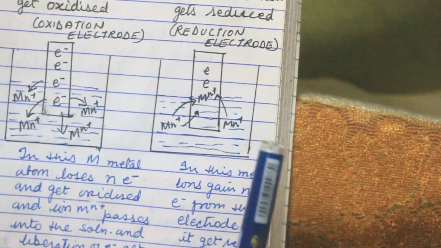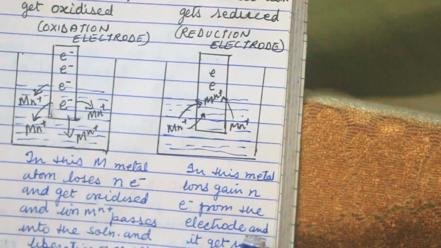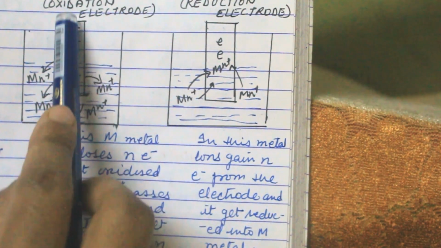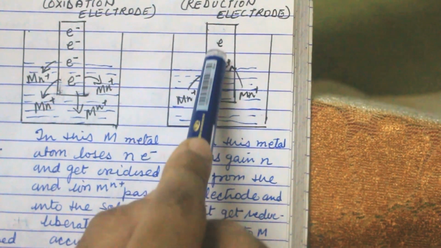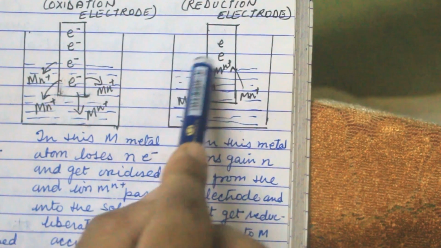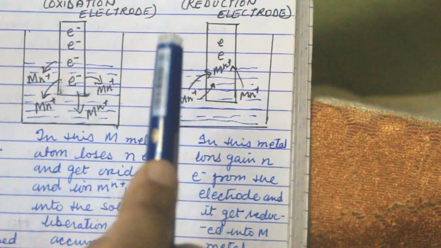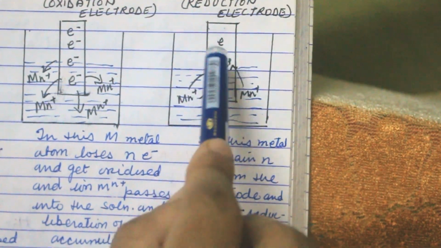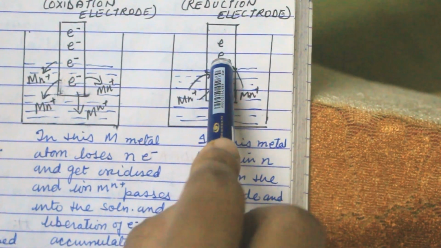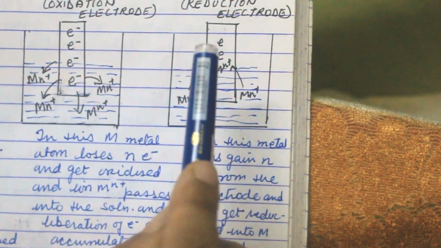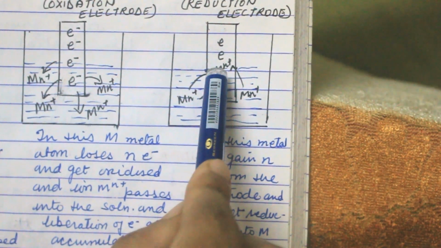Now the third one is, in this, a metal ion gains an electron from the electrode. When the electrode becomes negative, it attracts metal ions from the electrolyte to itself. When the metal ion sticks on this electrode, it becomes positive, and this is where reduction takes place. It gets reduced to the metal and becomes a solid state.